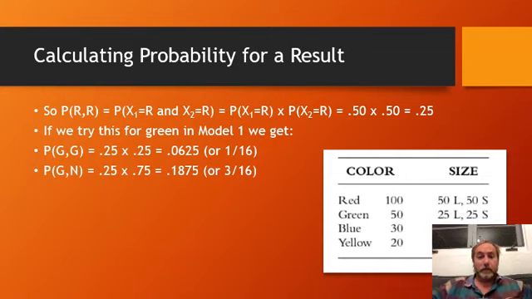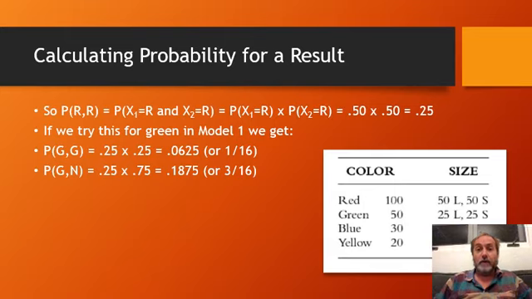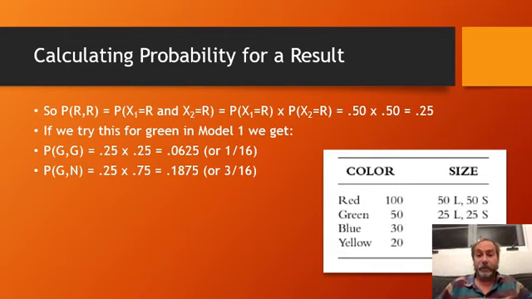Okay, so we can calculate the probability of some result. If you want to know the probability of getting R on both trials, that'll be the probability that x1 equals R and x2 equals R, which will be the probability of x1 equals R times the probability of x2 equals R. Again, we know there's no correlation, so we can use the simple multiplication rule. So we get 0.5 times 0.5, which is 0.25. So the probability of RR as an outcome is 0.25.